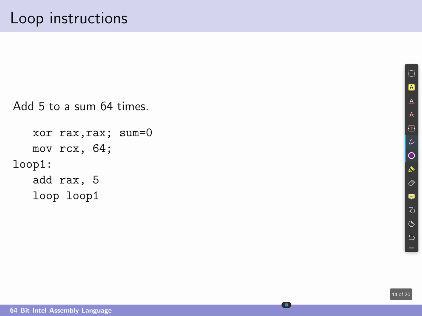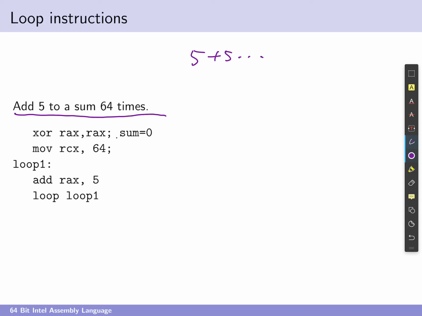So let's look at a nice simple example with loop, and you'll see that it is easier to use loop than the comparisons and the conditional jumps, but there are those performance hits that I mentioned. So for this example, I want to add 5 to some variable 64 times. So basically I just want 5 plus 5, 64 times. Let's assume we don't know how to multiply for the sake of this example, but let's say I just want to add 5 to some 64 times.